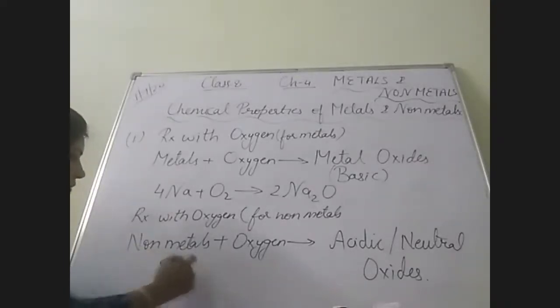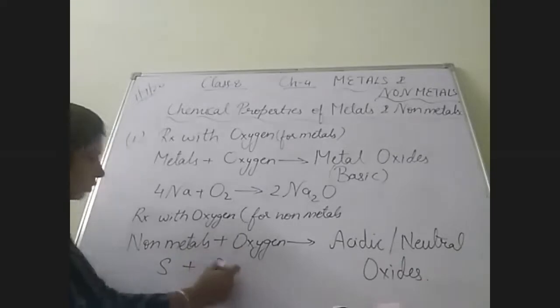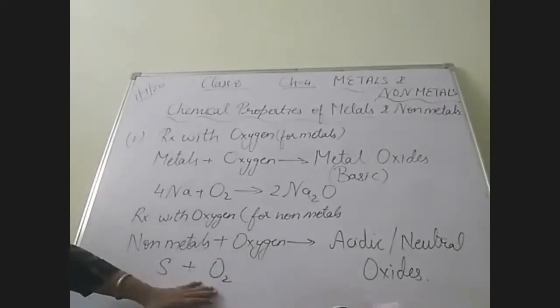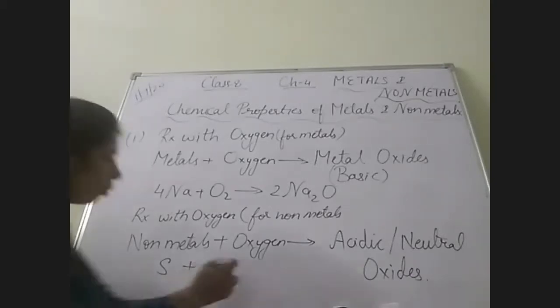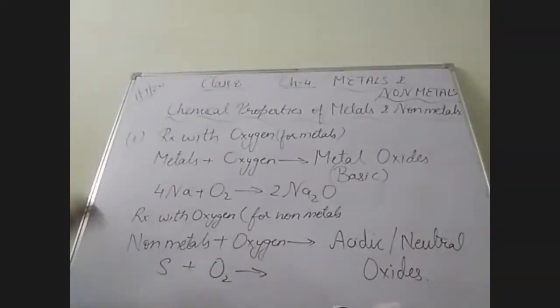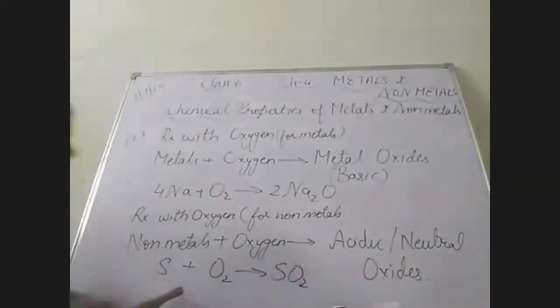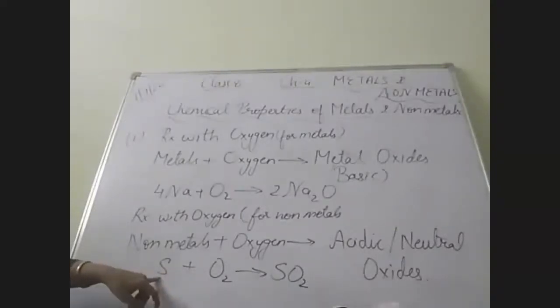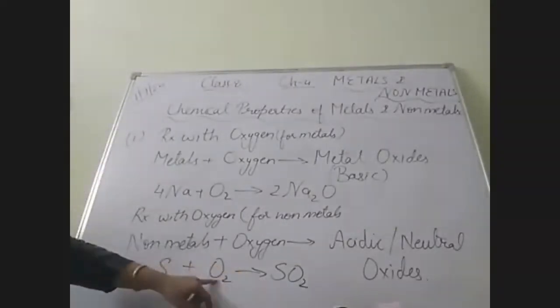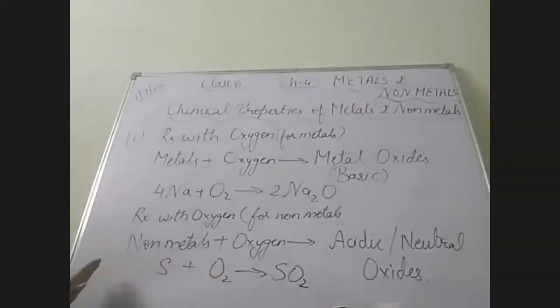Now, if I want to give a reaction for this, then I can give the example of sulfur. Sulfur is a non-metal. Oxygen, I have told you, cannot exist in the atomic form. It always exists in molecular form, that is O2. So when sulfur reacts with oxygen, it will form sulfur dioxide, that is SO2. Is this reaction balanced? Yes, it is. I have one atom of sulfur here and the same here, 2 of oxygen, 2 of oxygen. So no need to balance this equation, it is already balanced.